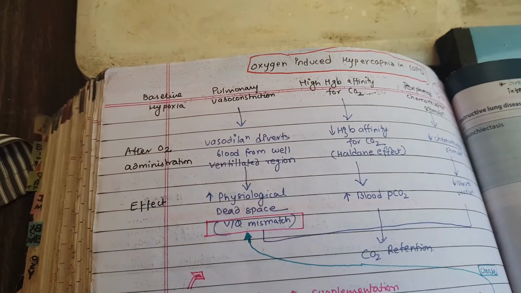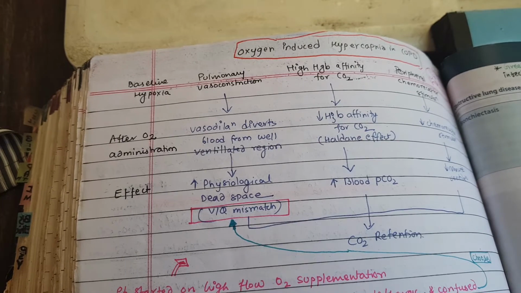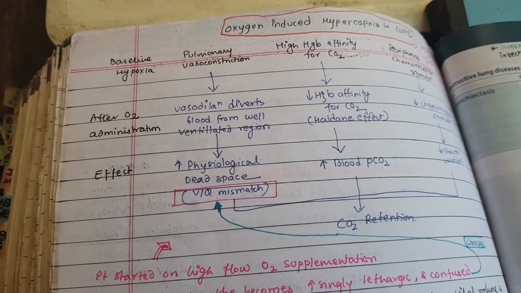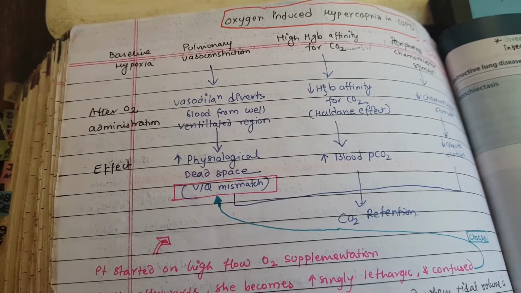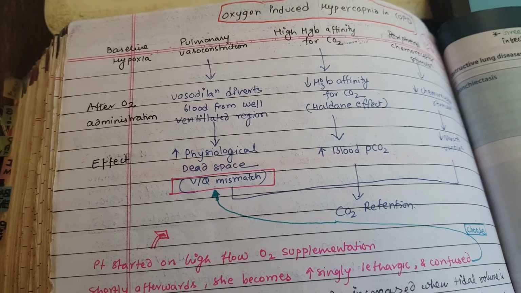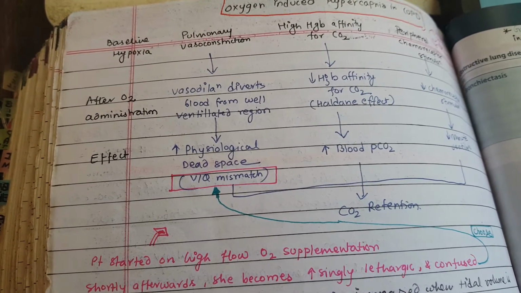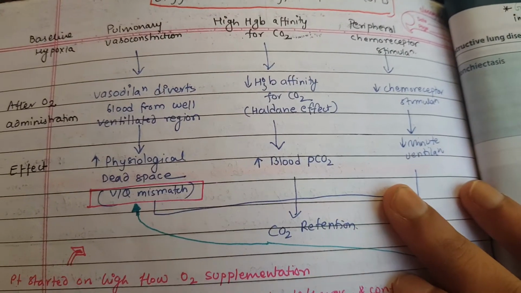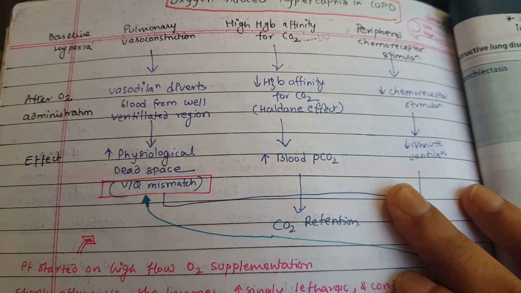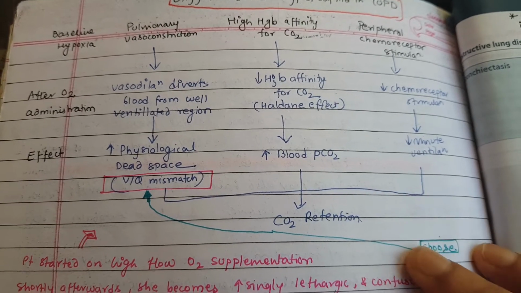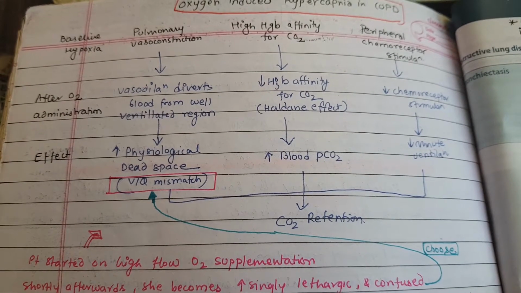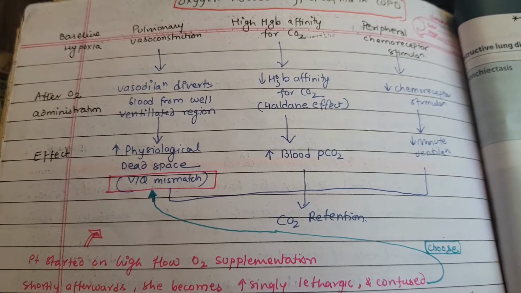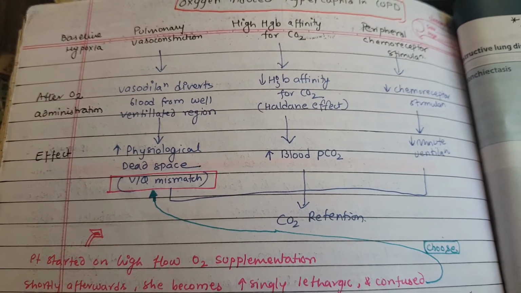Okay, so here I have added what happens in oxygen-induced hypercapnia in COPD. Basically, in the baseline hypoxia, there will be pulmonary vasoconstriction, high hemoglobin affinity for carbon dioxide, and peripheral chemoreceptor stimulation, right? So after oxygen administration, what happens? There will be vasodilation, which diverts blood from well-ventilated regions to non-ventilated regions. So there will be physiological dead space, and so there will be V/Q mismatch. Remember that.